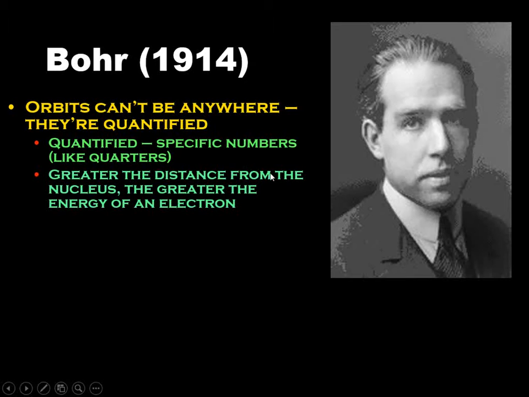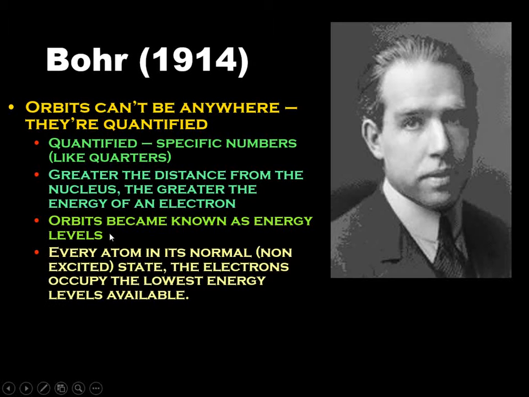Generally, the greater the distance from the nucleus, the greater the energy of the electron. Because the center is positive and the electrons are negative, as you move further and further away, you have to have a stronger pull to stay right next to that nucleus, right? So the energy of the electrons further away is greater. And orbits became known as energy levels, and we will actually talk about energy levels throughout this semester.